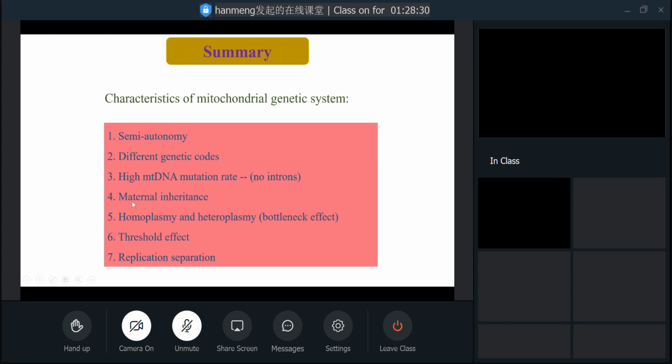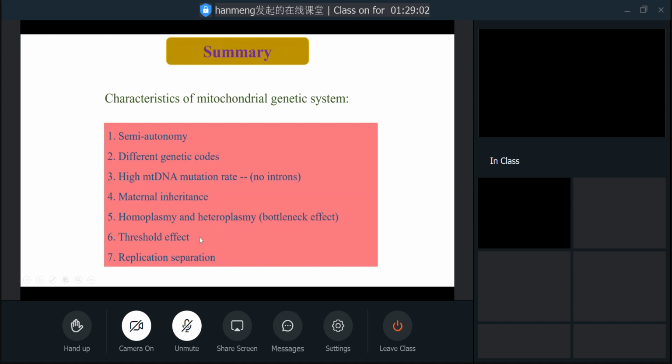The fourth is maternal inheritance. Why is the mitochondrial DNA maternally inherited? The fifth is homoplasmy and heteroplasmy. Here we learn the bottleneck effect. What is a bottleneck effect and what is homoplasmy and heteroplasmy? This is the threshold effect. What is a threshold? And why does the threshold effect occur?